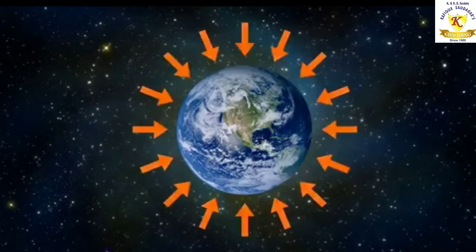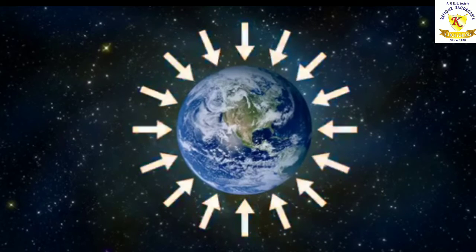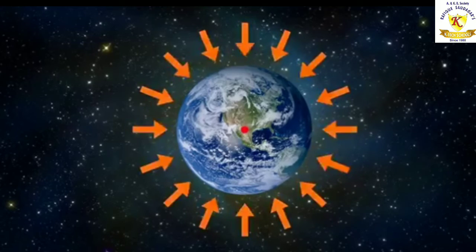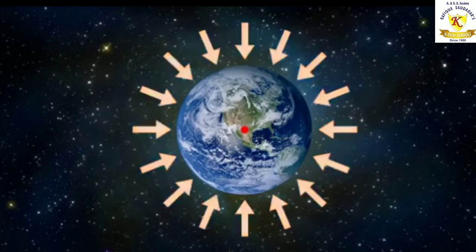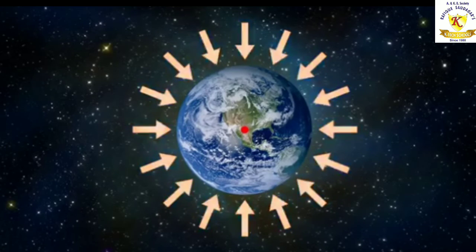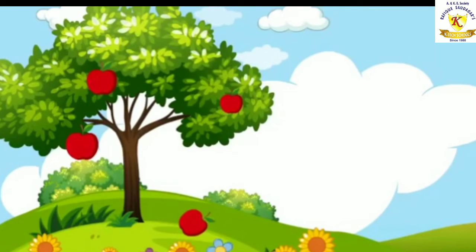The earth attracts every object near it towards itself because of gravitational force, right? The center of the mass of the earth is situated at its center. So, the gravitational force on any object due to the earth is always directed towards the center of the earth. Because of this, an object falls vertically downwards on the earth.